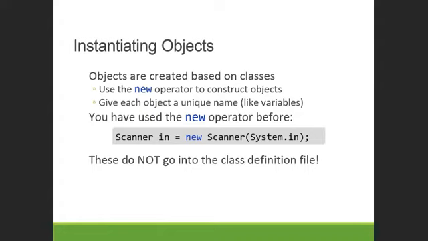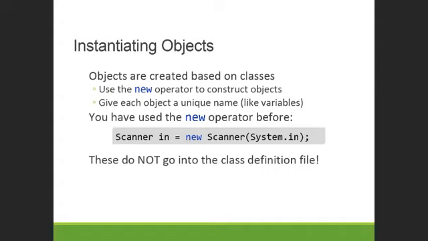You're familiar with this because you're used to using the scanner. Scanner in equals new Scanner. Whenever you get ready to create an animal, it'll be Animal with the local name equals new Animal. These will go inside of our main method or inside of the tester, not inside of our class.